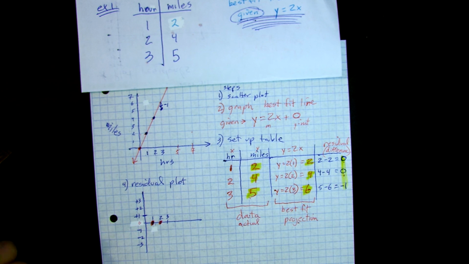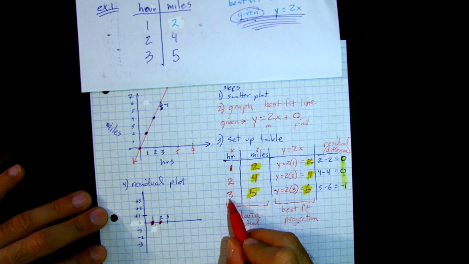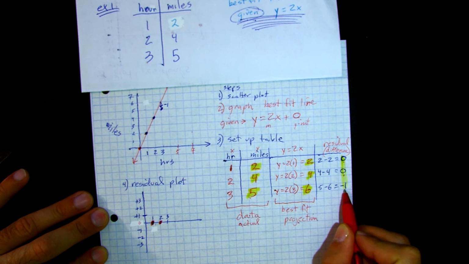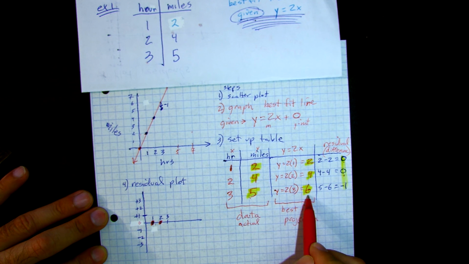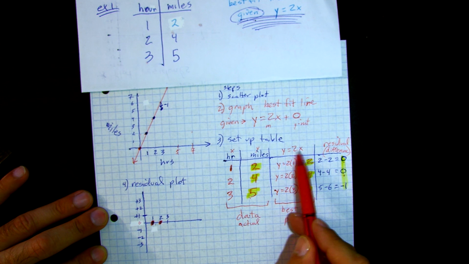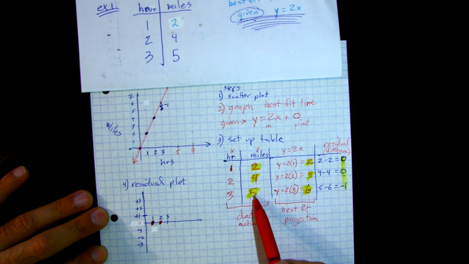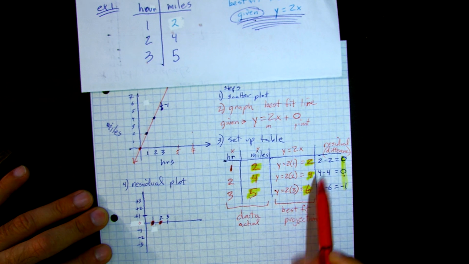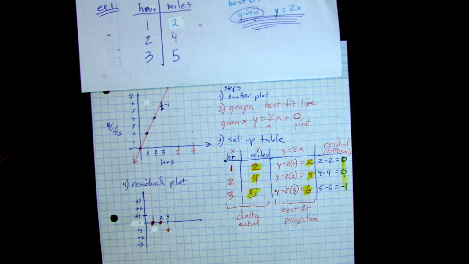Okay. And then I want to go in and I want to look at hour 3. That's the last one we have. At hour 3, the residual was -1. The miles that I went was 1 less than the best fit projection. When I plugged in 3, I got 6. So I should have gone 6, but I only went 5. So my residual was one less. I went one less than what was projected by the best fit line. So I'm going to put that right there, -1.